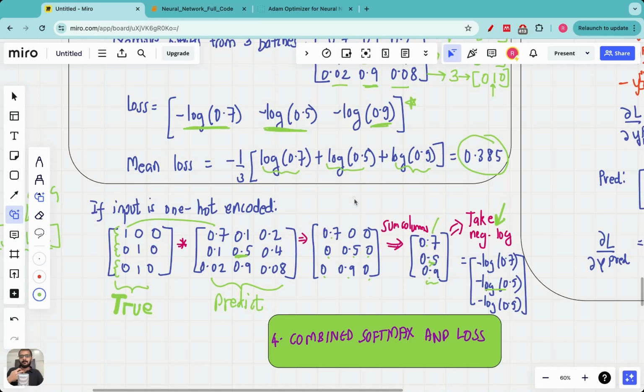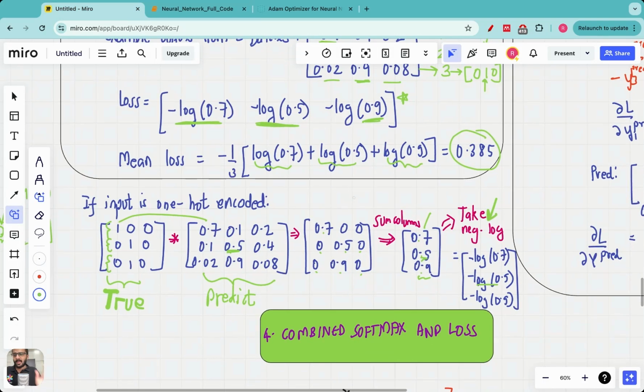Remember that when we do the forward pass, for every batch of data, there is going to be one loss. For example, this first batch has the outputs 0.7, 0.1 and 0.2, and the loss corresponding to the first batch is negative log of 0.7. The second batch has outputs 0.1, 0.5 and 0.4, and the loss corresponding to the second batch is negative log of 0.5, and the third batch has outputs 0.02, 0.9 and 0.08, and the loss corresponding to the third batch is negative log of 0.9.